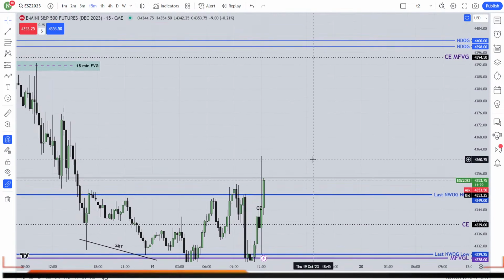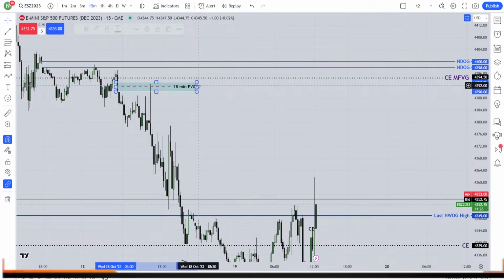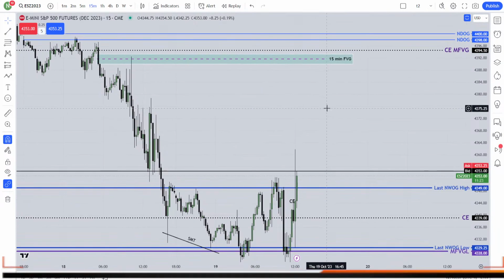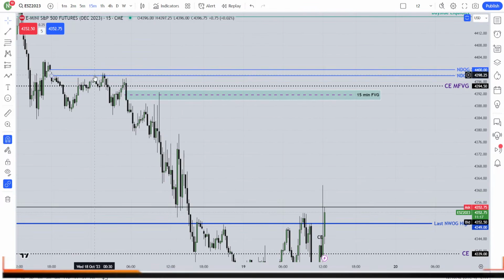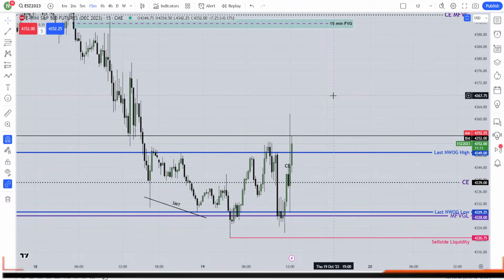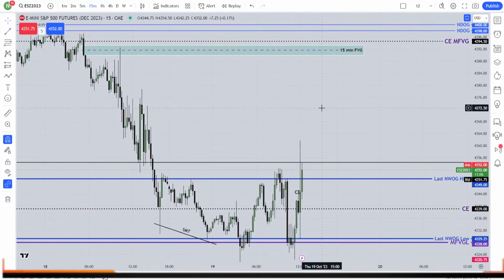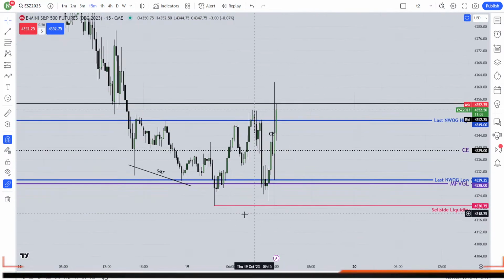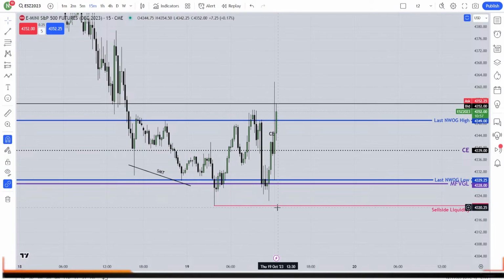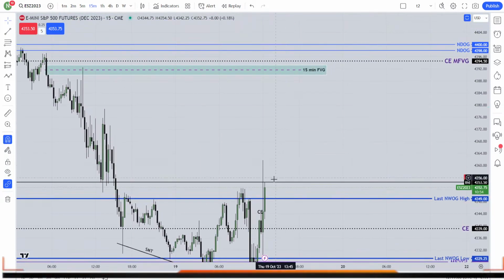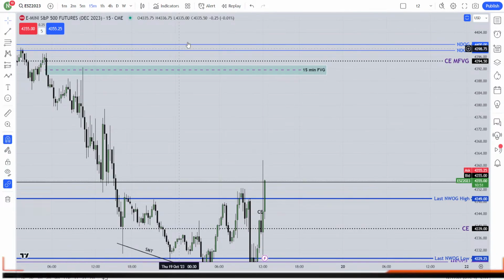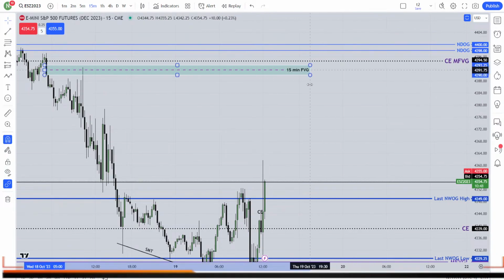In my opinion, I want to see a higher run because I have this 15-minute fair value gap which needs to be repriced. In the meantime, I have a little buy side liquidity somewhere here. I want to see how it trades over there. It has made some kind of sell side liquidity, which can be targeted in the PM session or tomorrow. Right now, I need some kind of higher run to take the liquidity first, and there is also a very nice 15-minute fair value gap which needs to be repriced.